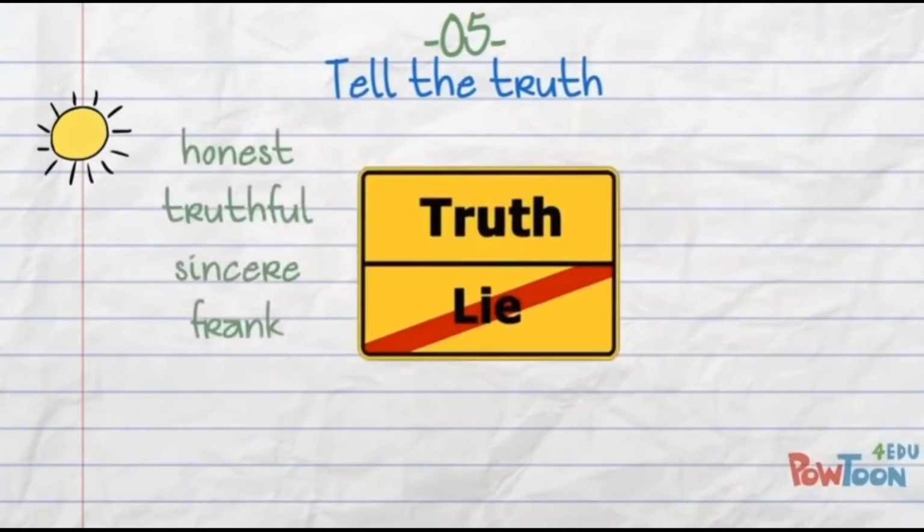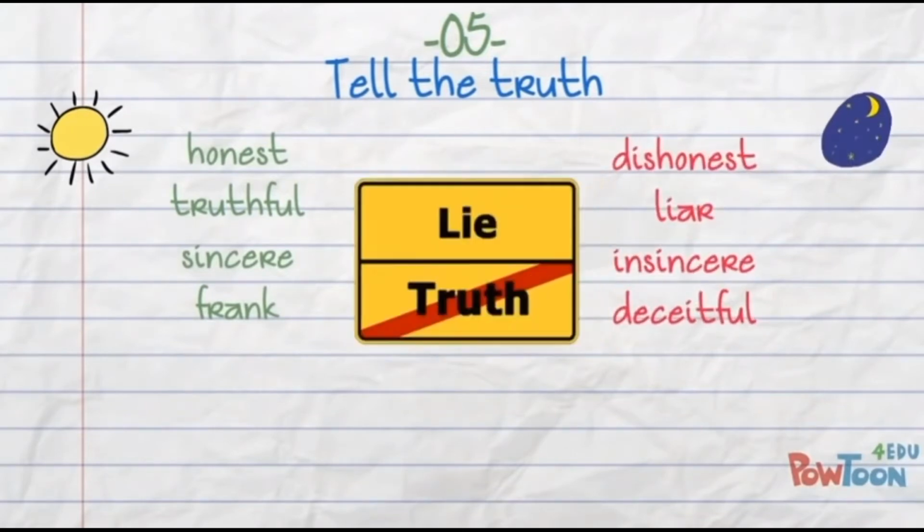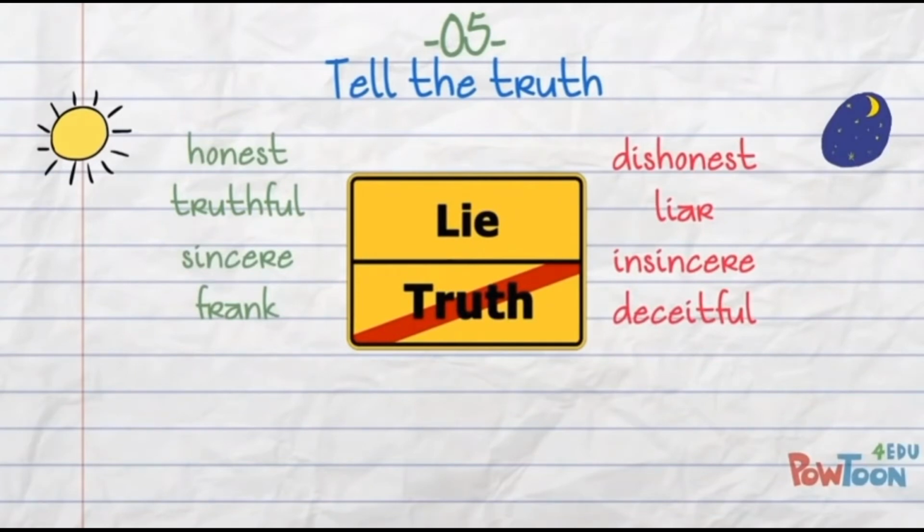People who prefer telling the truth are honest, truthful, sincere, frank. And those who don't are dishonest, liars, insincere, deceitful. So a liar is a noun.